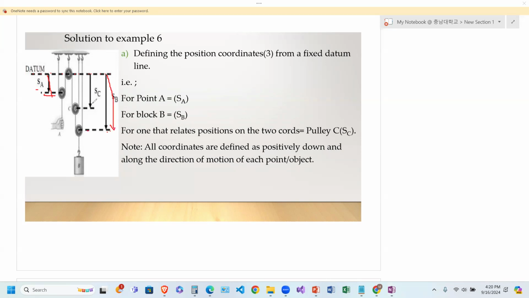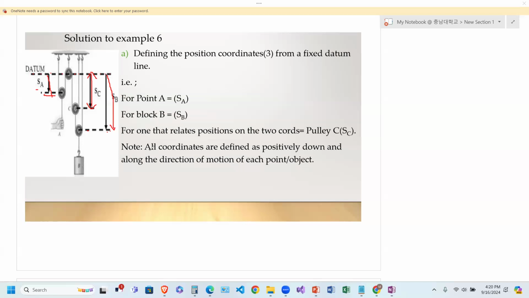But remember, because these are being pulled by two separate chords, we are going to establish an intermediate, which is our SC right here. Okay, this is our SC. So from this point, we are going to define, right? So for our point A, here now we are going to relate. So here I said that relates position, two chords. We have pulley C, which is the intermediate, which relates the chord which we saw in red and the chord that we saw in blue, right?